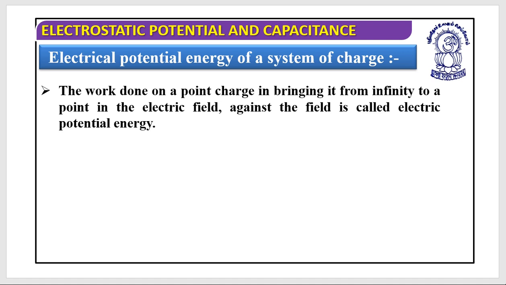If I want to define it, I can say that it is the work done on a point charge in bringing it from infinity, remember this word, from infinity to a point in an electric field against the field, and it is called the electric potential energy at that point. It is the work required to be done in bringing the unit test charge from infinity to that particular point against the electric field. That energy, the energy stored in a body or energy of that system, is known as the electric potential energy. I hope those things are clear to you.